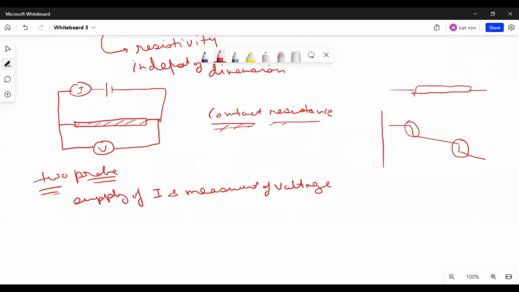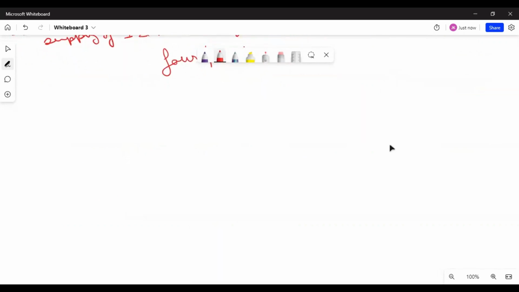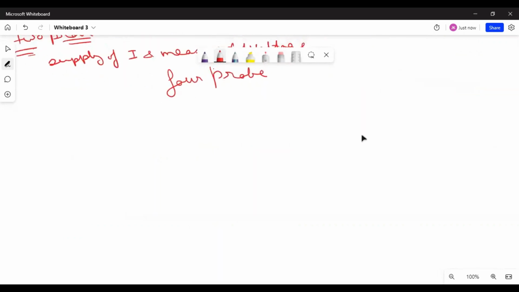To avoid this, we introduce the concept of four probe. It is also very helpful. Now, what will happen in the four probe method?